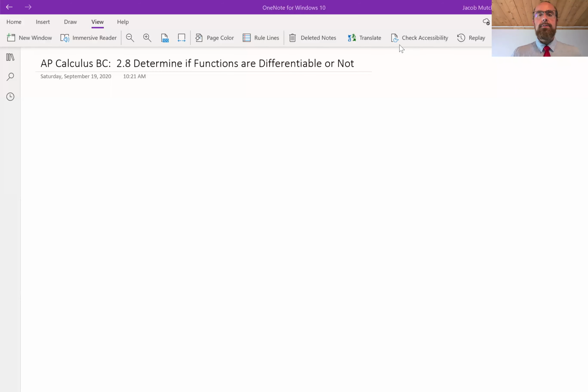Welcome to Calculus. Today we will investigate how to tell if a function is differentiable at a certain value x equals c, focusing on the definition of the derivative to compare right and left-hand limits of the average rate of change.